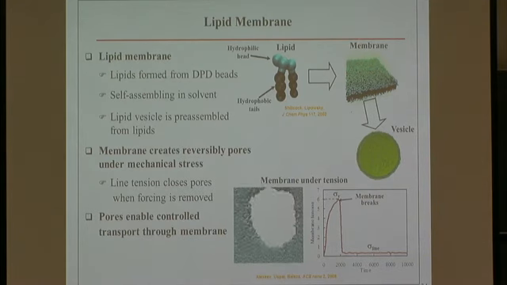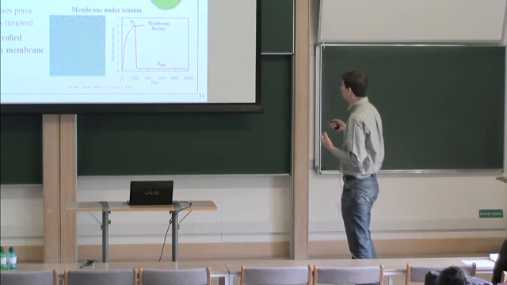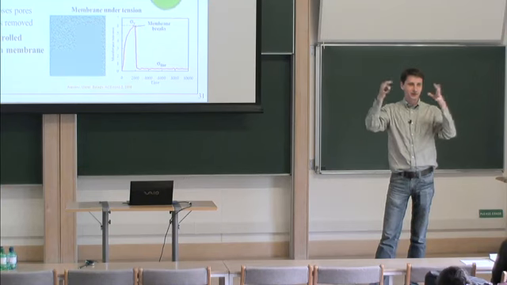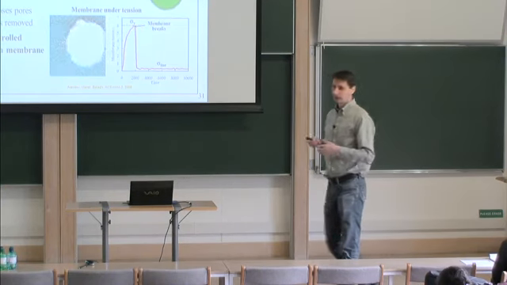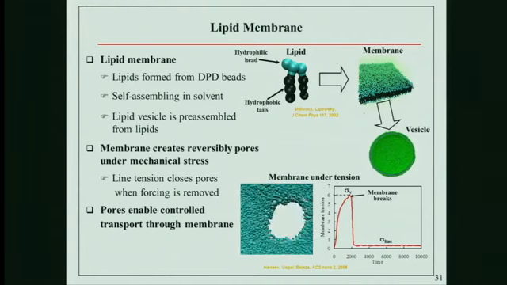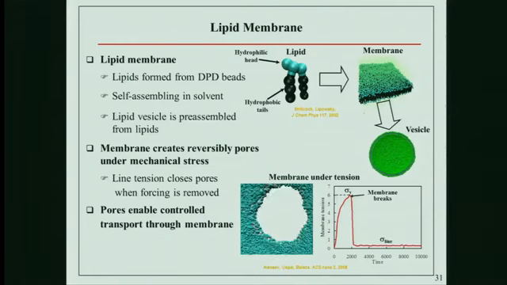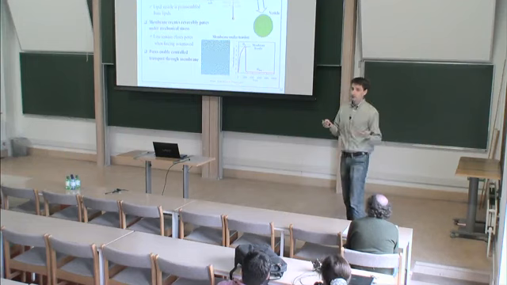We actually pre-assemble it into a vesicle. This is the vesicle we create. We just pre-assemble them and put everything together. So we start with this configuration and wait until they self-assemble. Now, if we talk about a membrane, if we take a membrane and stretch it, then the stress will increase until the membrane breaks, right?